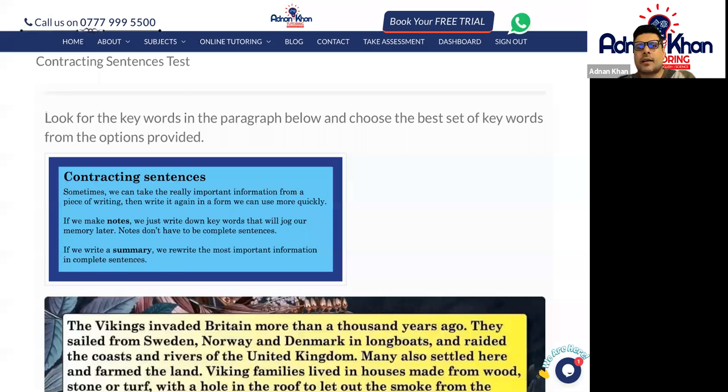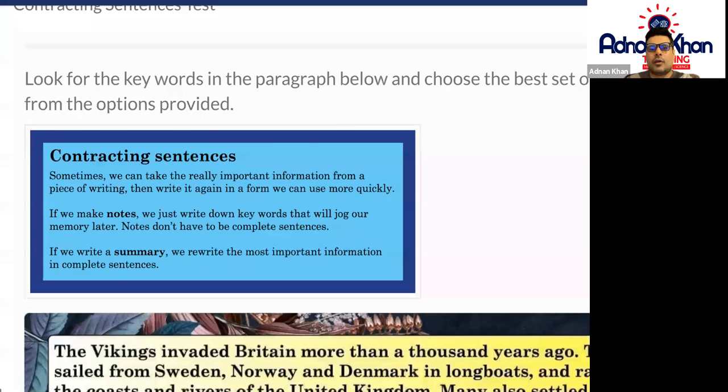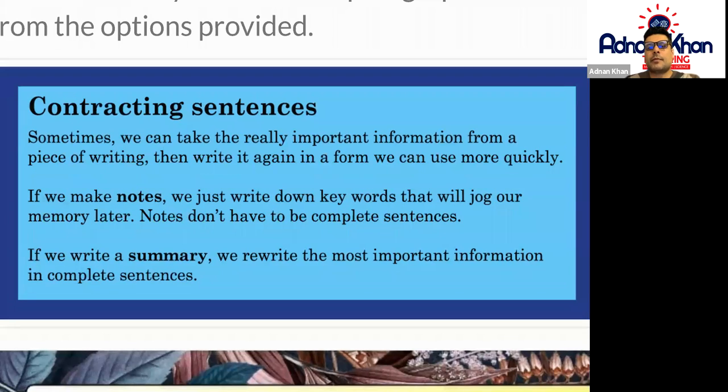This is Year 6 English, contracting sentences. So what is contracting sentences? Well, sometimes we can take the really important information from a piece of writing, then write it again in a form we can use more quickly.